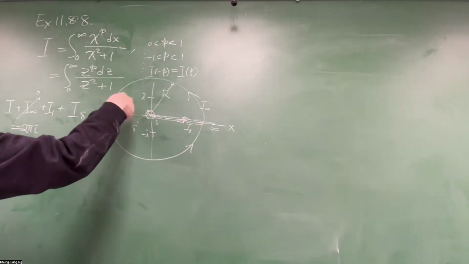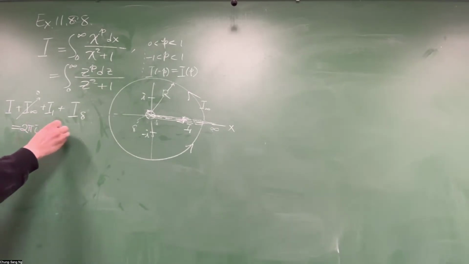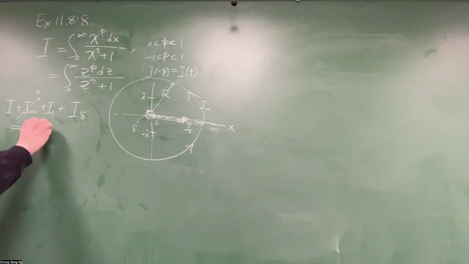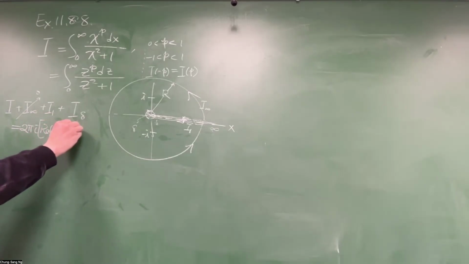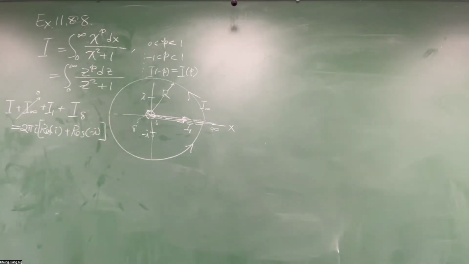And this is still all a counterclockwise loop, so that's 2 pi I times the residue. Okay, so that's symbolically set that up.